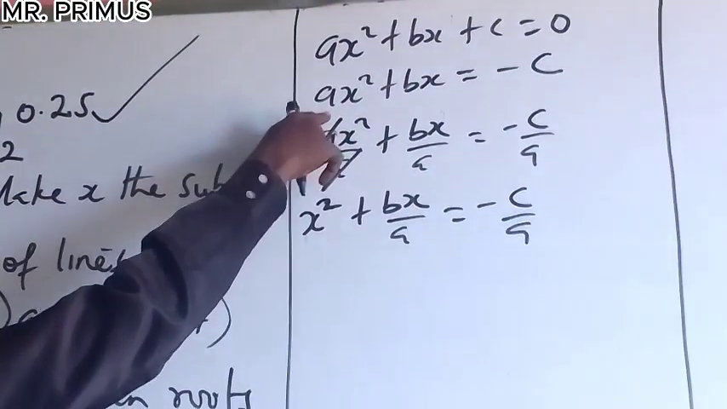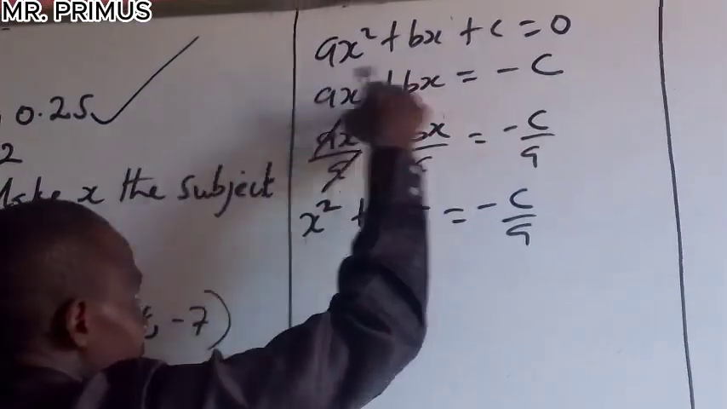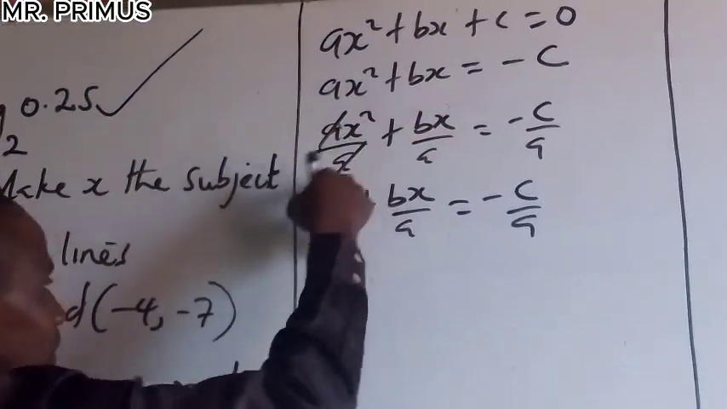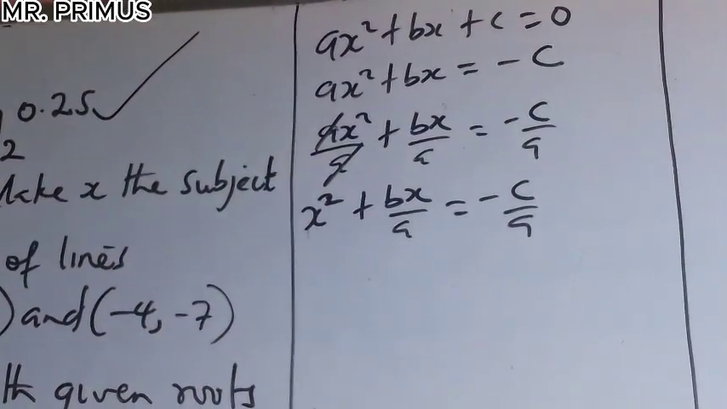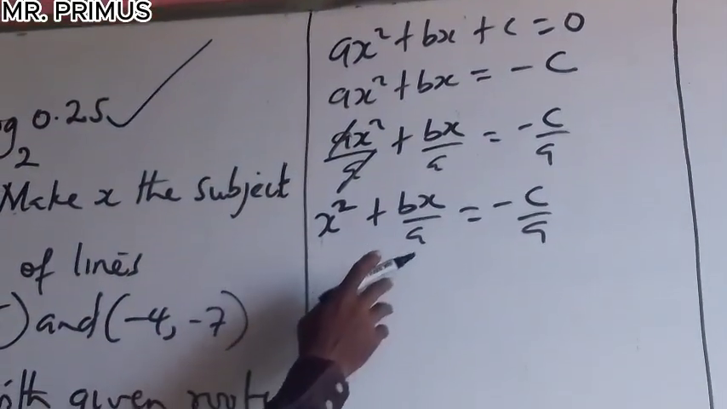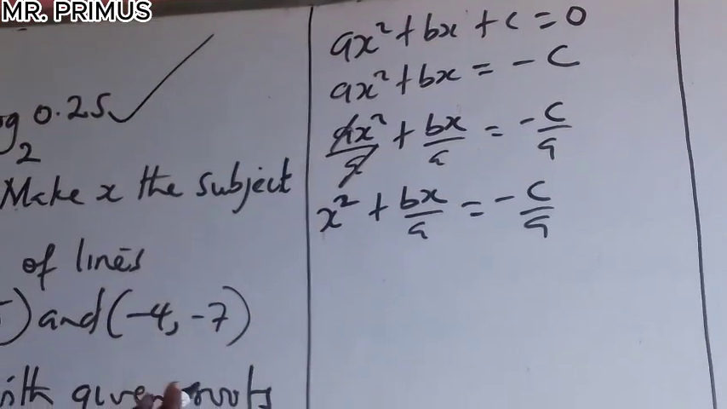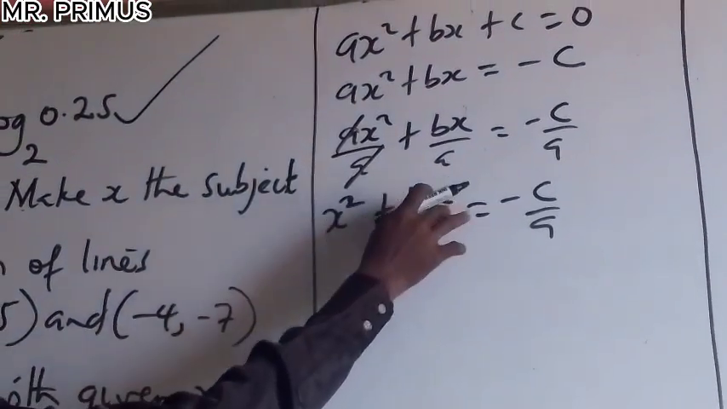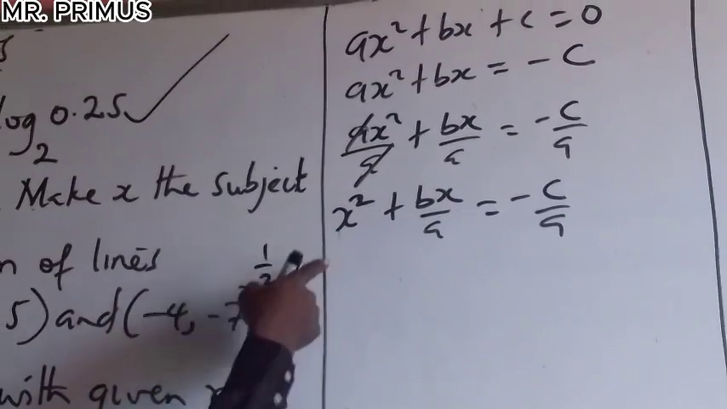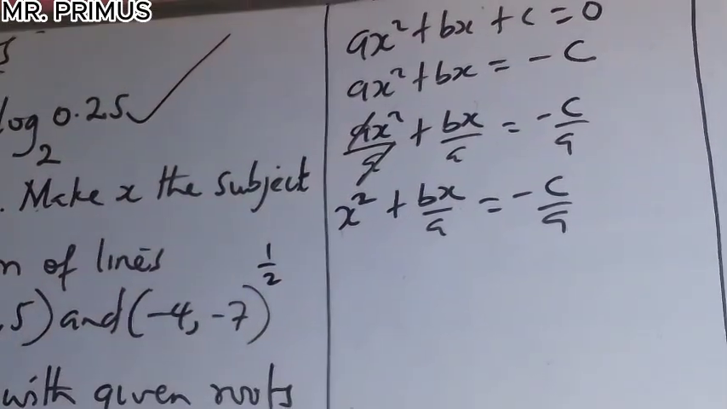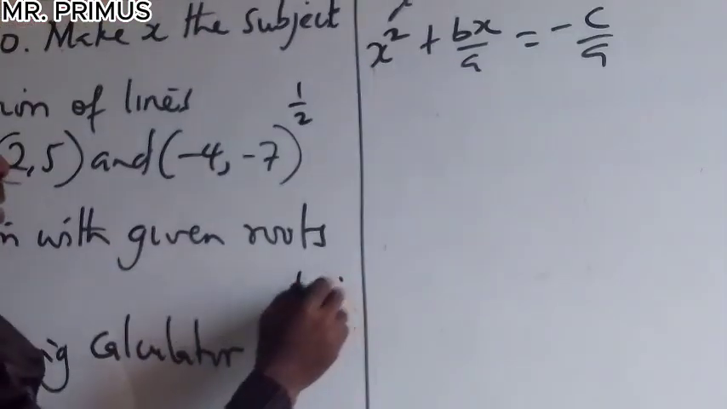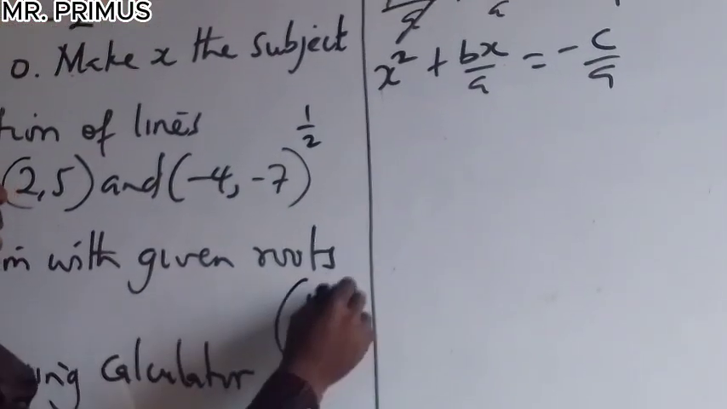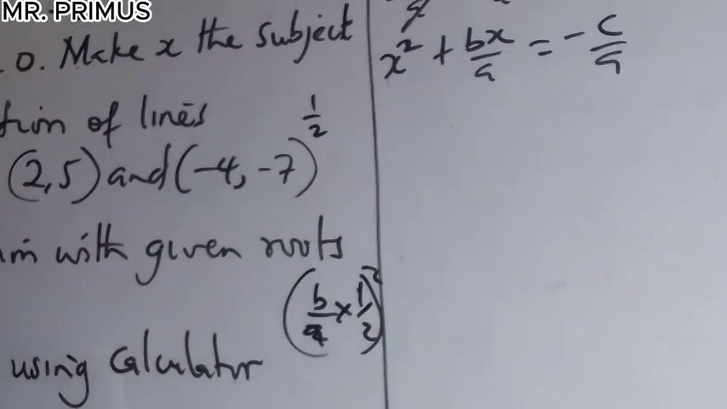You have seen what I did. I divided all of them by a. So this is what I've obtained. Now what we have to do is to multiply the coefficient of x by half, square it, and add it to both sides. What does it mean? I will multiply b over a by 1 over 2, square it and add it to both sides.